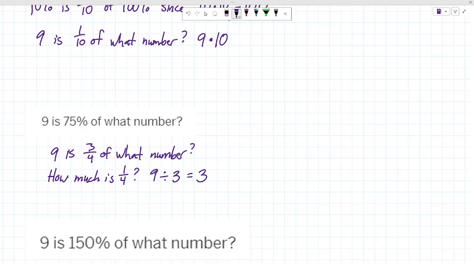So if 1/4 of a number is 3, then what's the number? The number is 3 times 4, because 3 is 1/4. So if you find 3 times 4 in your multiplication chart, that'll give you the answer to this problem.